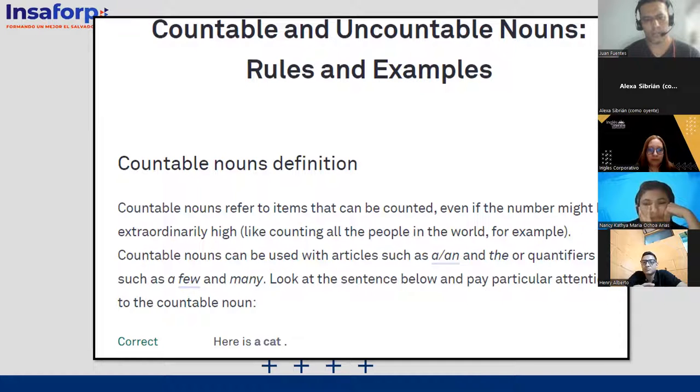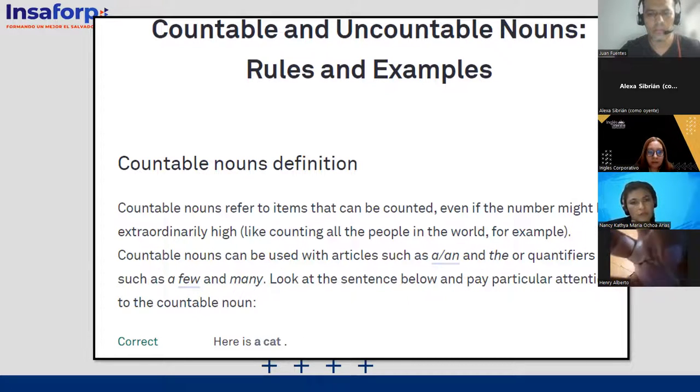A or an, the or the, quantifiers, such as a few and many. Look at the sentences below and pay particular attention to the countable noun. And the example, Alex. Okay, example, cure is a cat. Thank you. Okay, so countable and uncountables.